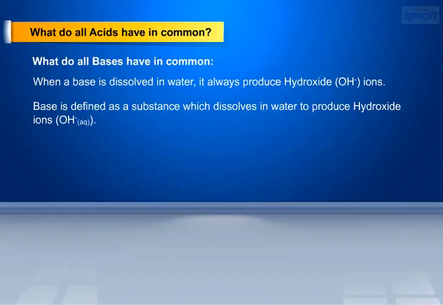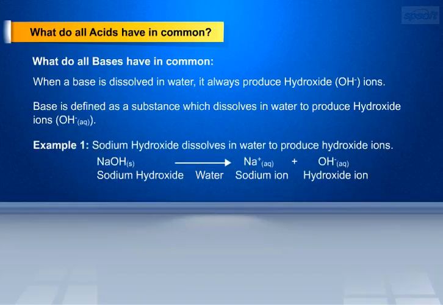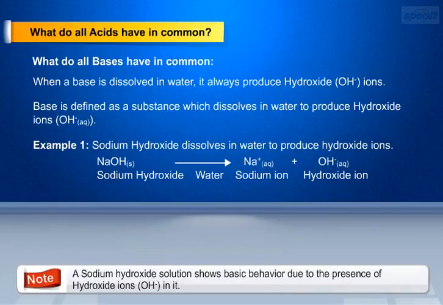Let us see a few examples. Sodium hydroxide dissolves in water to produce hydroxide ions. The chemical equation is NaOH, in the presence of water, gives Na+ ions and OH- ions. Please note that a sodium hydroxide solution shows basic behavior due to the presence of hydroxide ions in it.